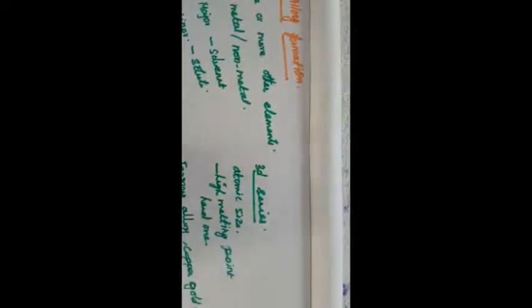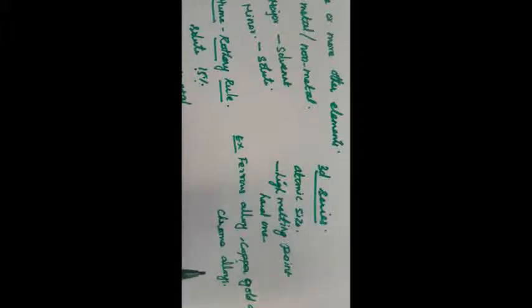So here, ferrous alloy, that is the iron-containing alloys. Another one is copper-gold alloy, that is used for ornaments. Next one is chrome alloy, that is nichrome wire. So that is made up of nichrome wire, that is the chrome alloy.